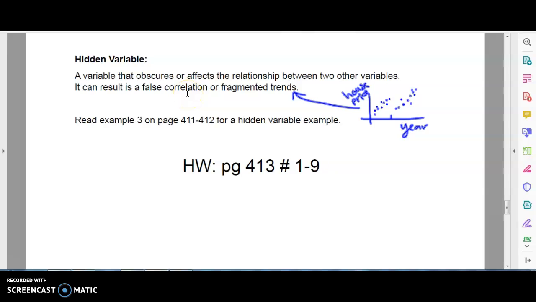The last bit is about hidden variables. And it says here, read example 3 on page 411, 412 for a hidden variable example. If you do look at that example, what it talks about is absenteeism for professionals. So basically, how much time are they missing from work? And it gives data from 1990 to 2012. And what we see in that data is for female absences, the numbers are relatively quite high from 1990 to 96. And then all of a sudden, after 1996, the numbers drop off quite a bit. And based on just looking at the data, we have no idea why that's the case.